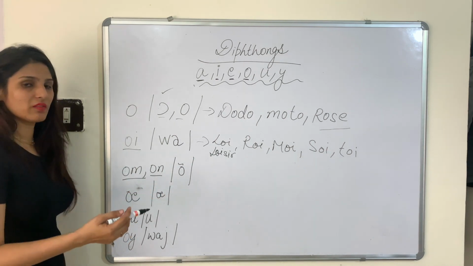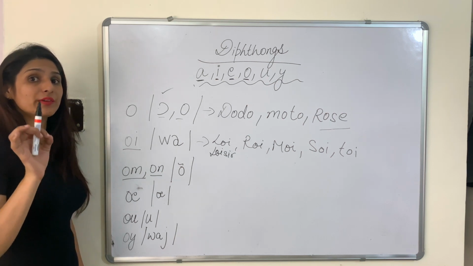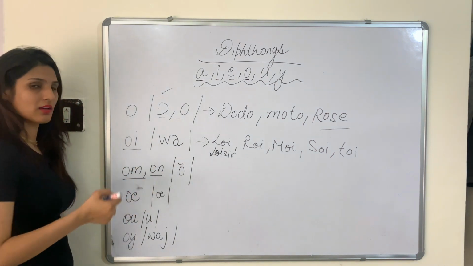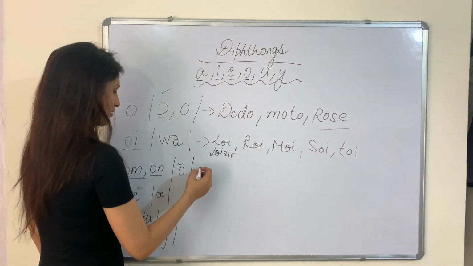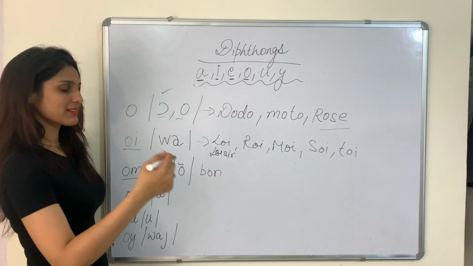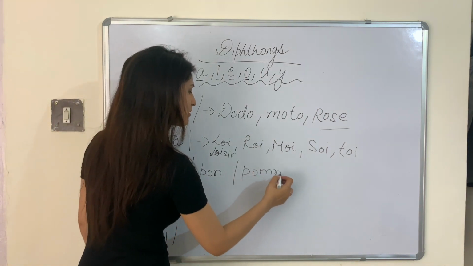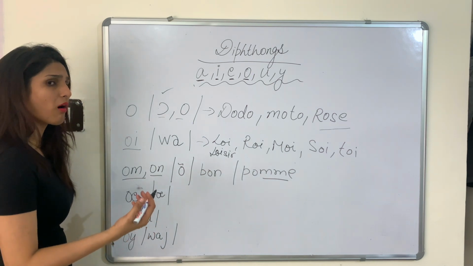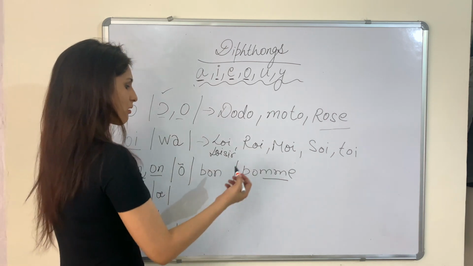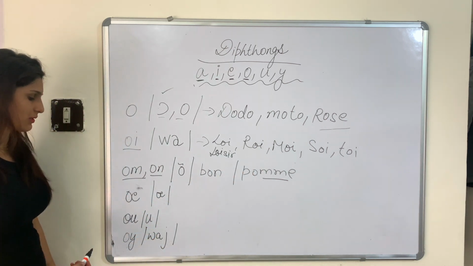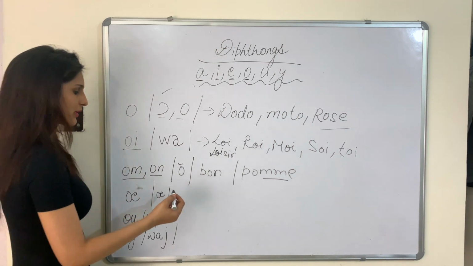OM and ON give us the same sound, O, and that sound in phonetic language is written like this. Now we have bon, see, and pomme. Because of the double M, the sound is something like pomme, on. Pomme, bon, pon.